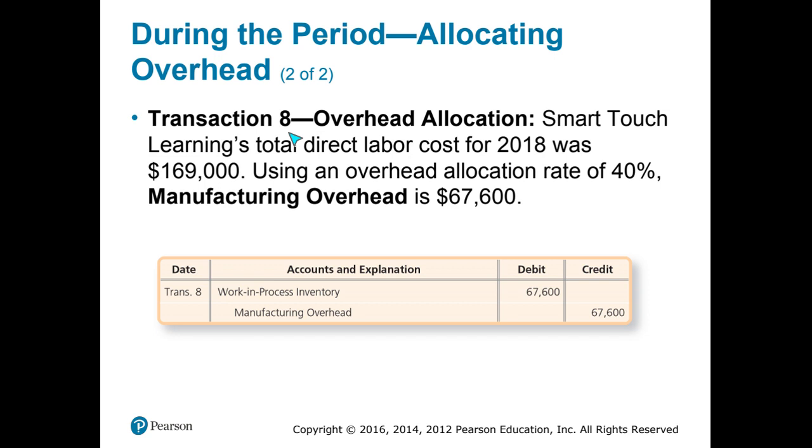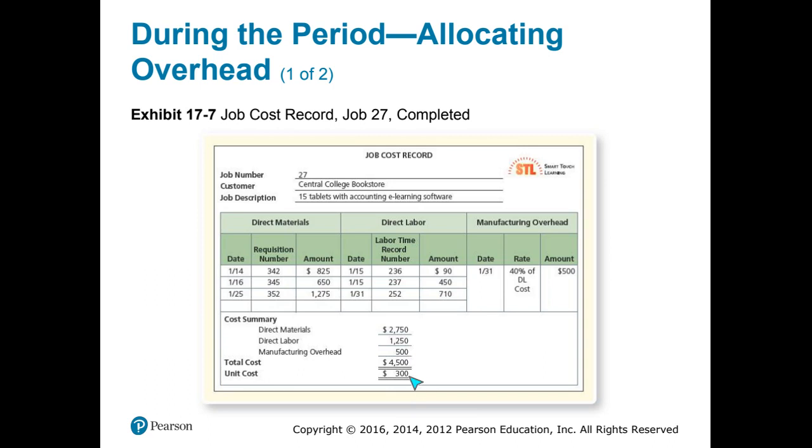And I just want to note that on page 883 at the bottom, there is the formula to calculate your unit product cost. To calculate the unit product cost, you're going to take the cost of goods manufactured divided by the total units produced, which is 15 tablets here, equals the unit product cost, which is $300 per tablet. And they have that shown right here at the bottom. All of that is on 883.